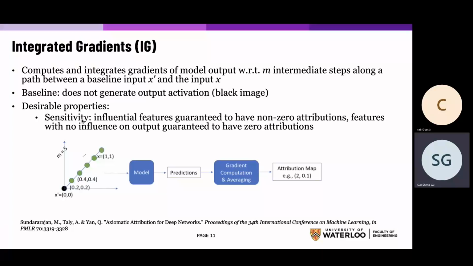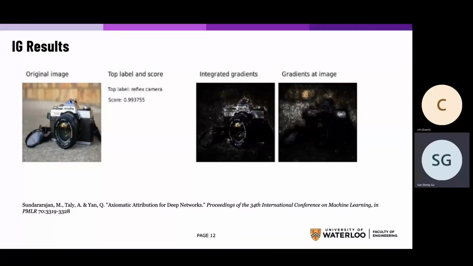So one desirable property of IG is sensitivity. It means that the influential features are guaranteed to have non-zero attributions assigned to them, and features with no influence on model output are guaranteed to have zero attributions. And this property would make the attribution map very visually appealing to human observers, and it will generally make more sense.